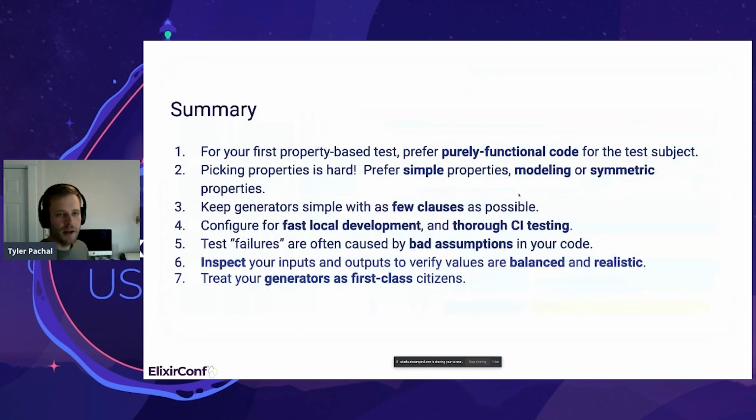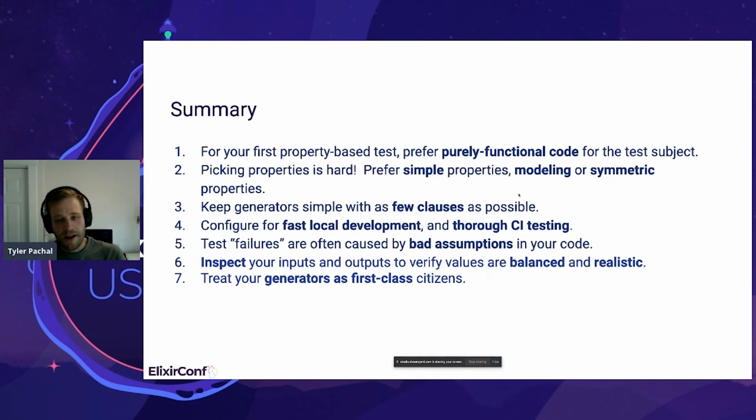So in summary, for your first property-based test, definitely go for something that's simple and purely functional as your test subject. Picking properties is hard, so if you can avoid that by doing modeling or symmetric properties, definitely go for that. Keep your generators simple, configure well so that your local development can still be fast and you don't annoy the developers on your team, but that you can actually catch things in CI.